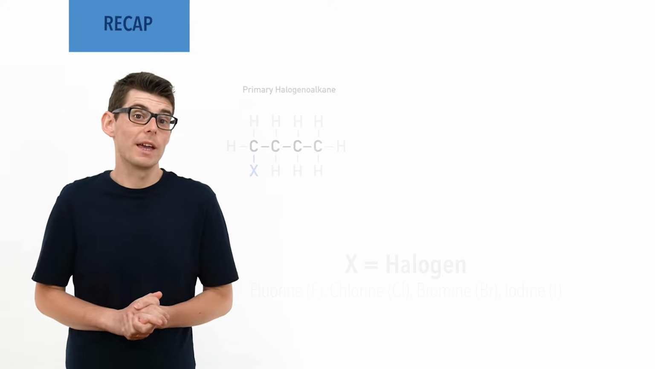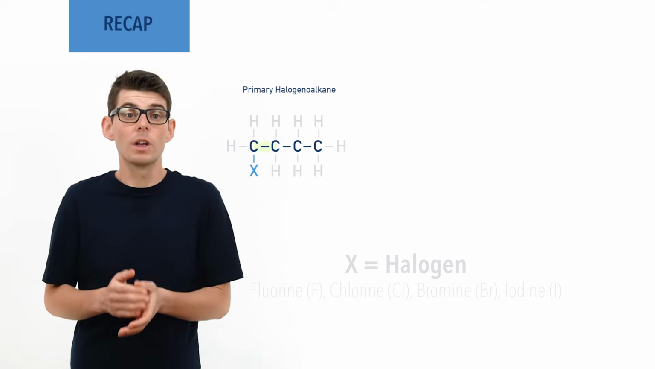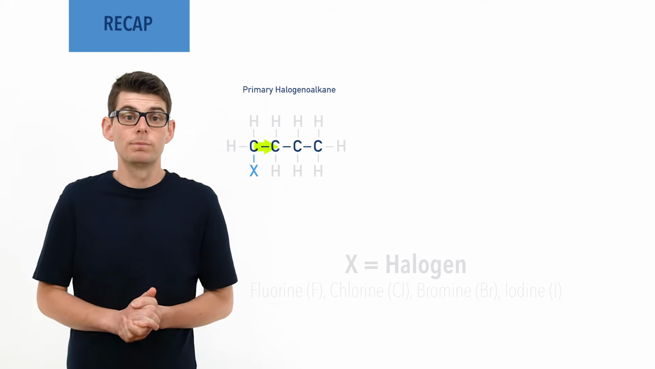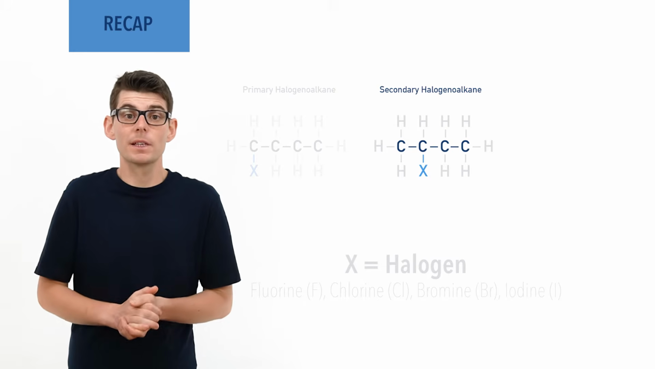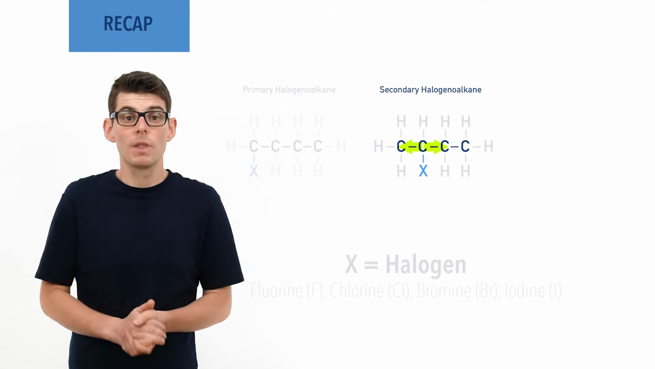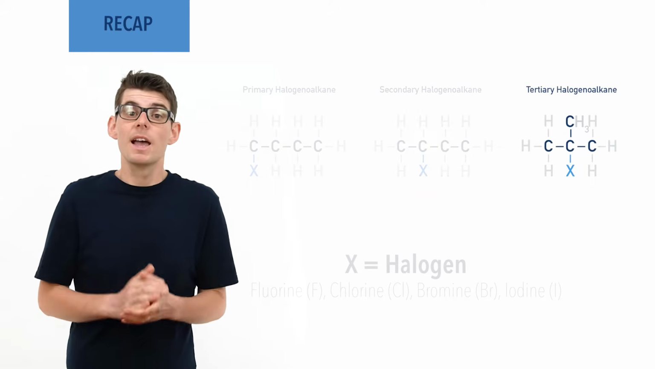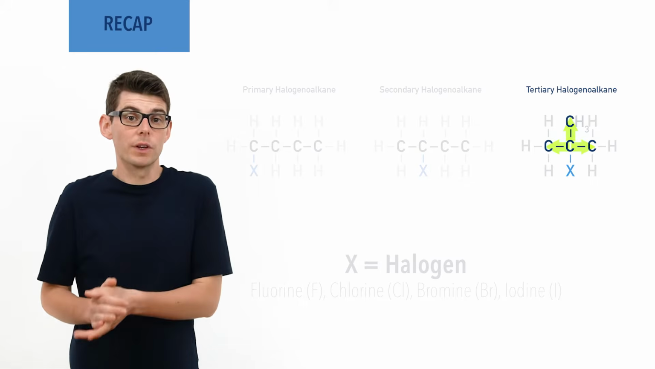Primary halogenoalkanes have a halogen bonded to a carbon atom that is bonded to only one other carbon atom. Secondary halogenoalkanes have a halogen bonded to a carbon atom that is bonded to two other carbon atoms. Tertiary halogenoalkanes have a halogen bonded to a carbon atom that is bonded to three other carbon atoms.